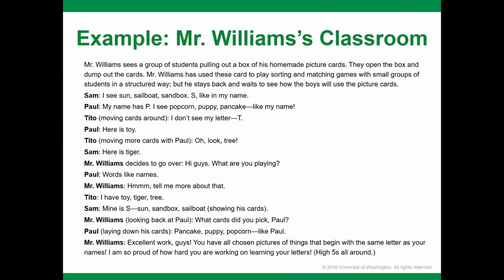Hi guys, what are you playing? Paul answers, words like names. Mr. Williams says, tell me more about that. Tito says, I have toy, tiger, tree. Sam: Mine is S, sun, sandbox, sailboat. He shows his cards. Mr. Williams, looking back at Paul: What did you pick, Paul? And Paul says, pancake, puppy, popcorn, like Paul, he replied, laying down his cards.